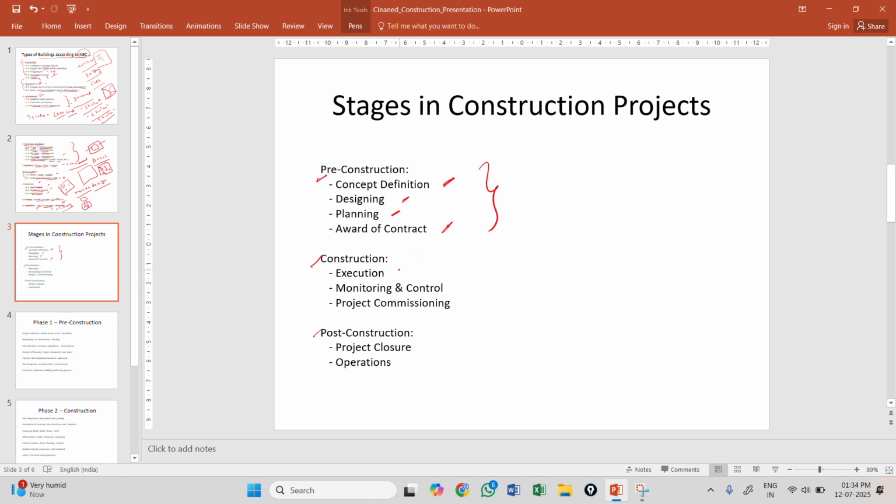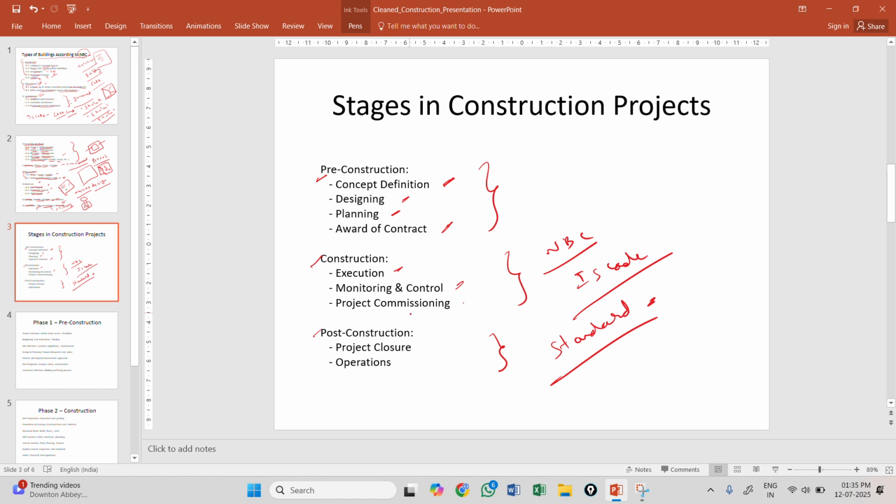Then comes construction. Construction is execution, where the execution should be done by a civil engineer, a person who has good knowledge about it. Then comes monitoring and control. We should remember one thing: we should always follow NBC codes and IS code books when it comes to construction and all these areas, because the very important thing is we need to follow the standards when it comes to the work. So that is one thing.